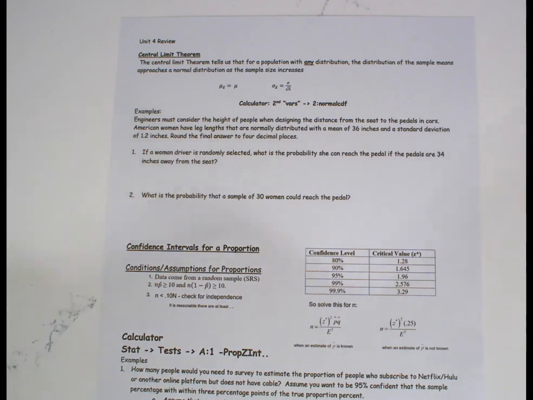So Unit 4 had a lot to do with confidence intervals, but we started with the central limit theorem. And the central limit theorem tells us that a population of any distribution, as we take more sample means, our data will become more and more normal. So if you think about any sort of distribution, it does not matter what it originally looked like. When we find those sample means, right?